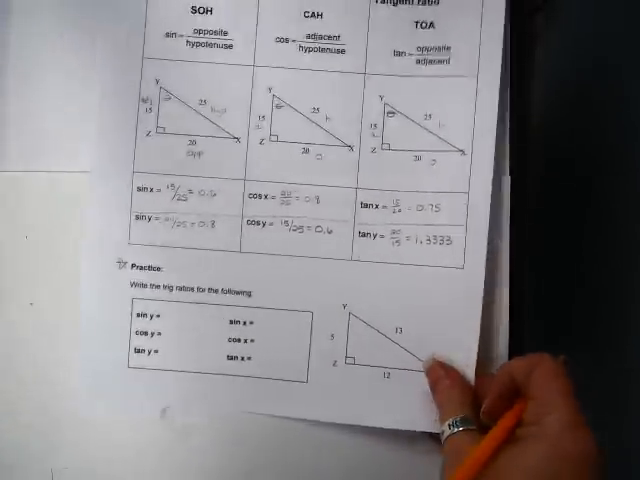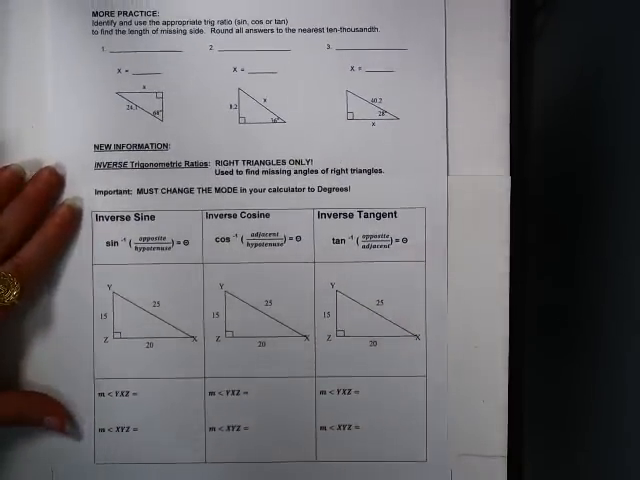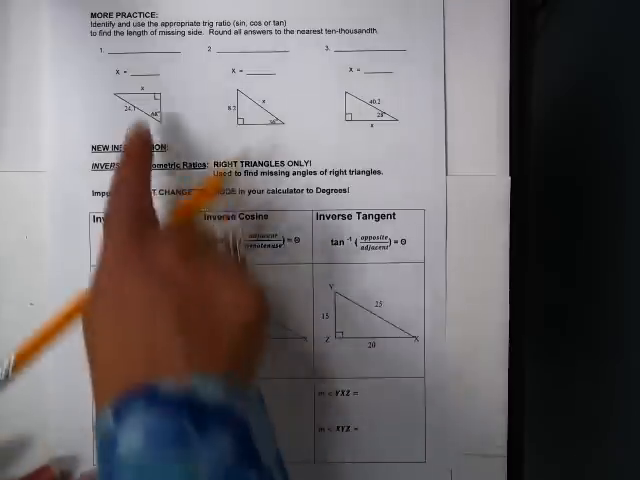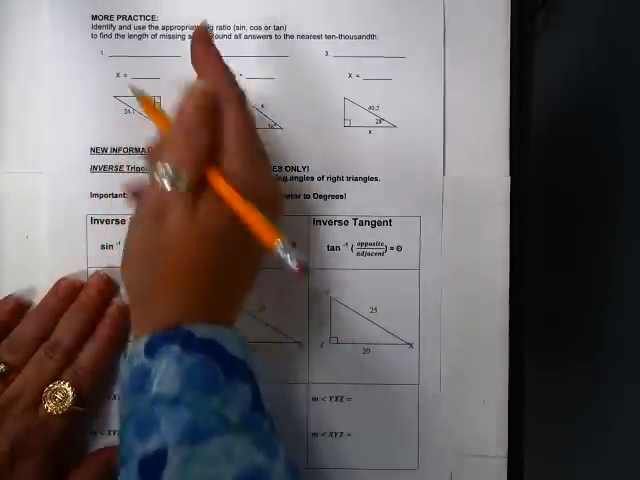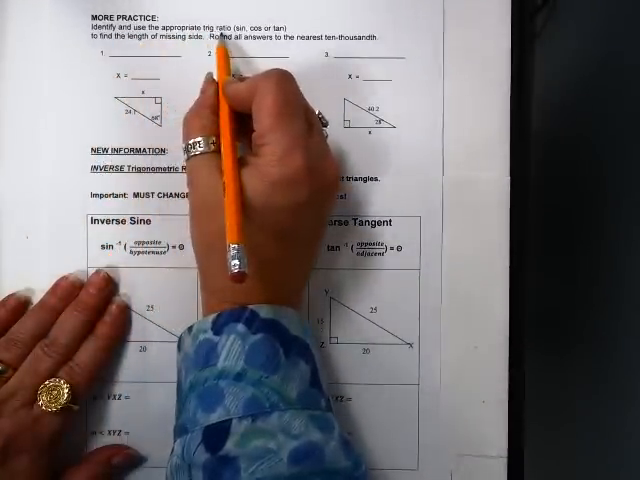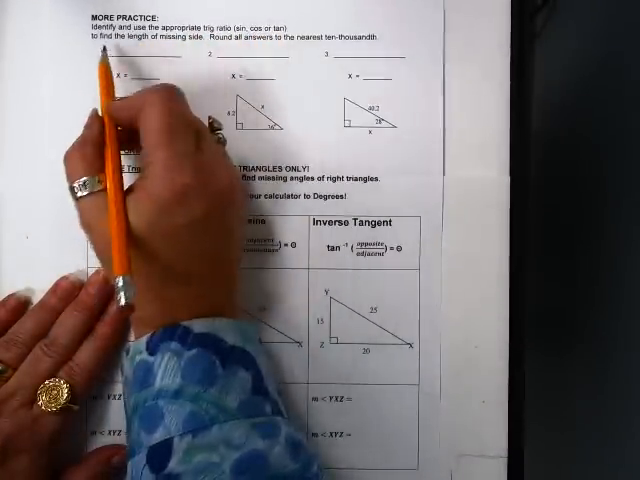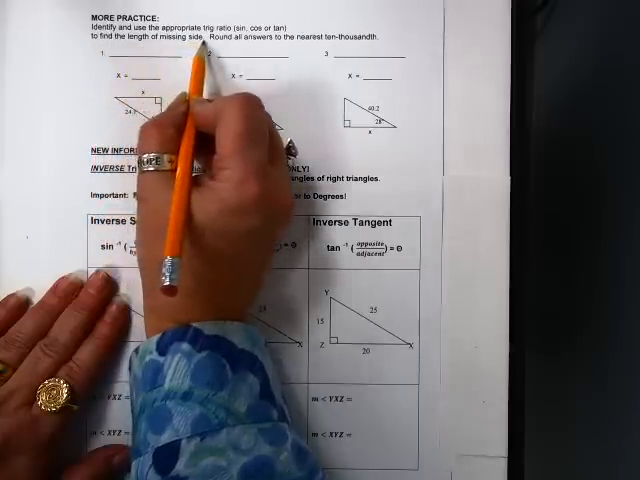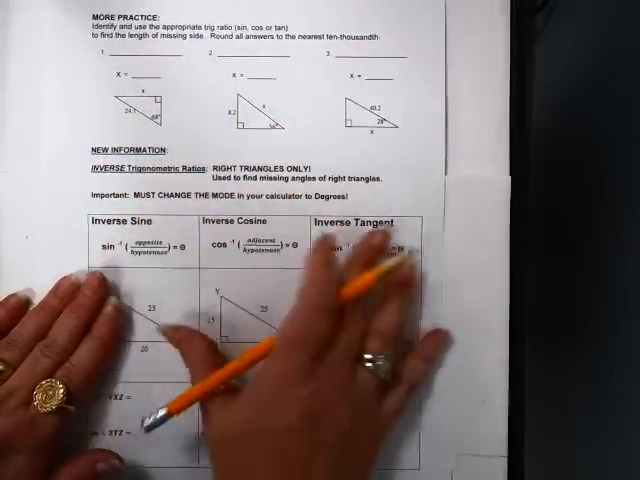All right, page 2. Page 2, we have more practice at the top, still review. Okay, this is what page 2 looks like. Make sure you have it. Okay, I'm going to do this first one for you. It says identify and use the appropriate trig ratio, either sine, cosine, or tangent, to find the length of the missing side. Round all answers to the nearest 10,000ths.